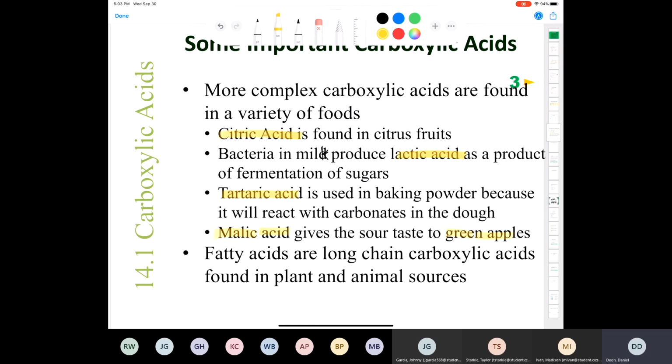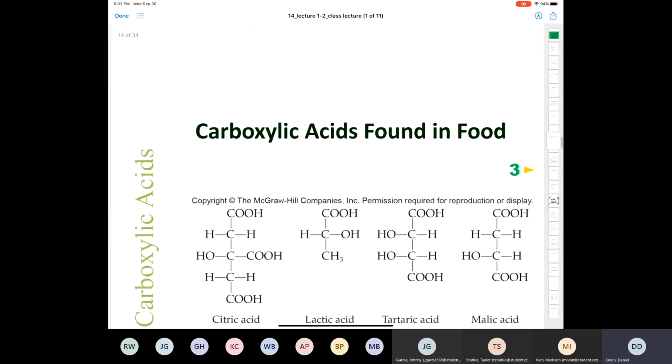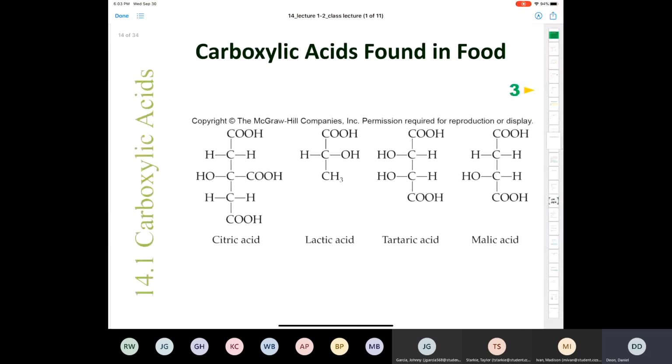And then fatty acids are nothing more than long-chain carboxylic acids that are found in all kinds of plants and animal sources. So, for example, we just talked about beef fat, which is tallow, or any kind of thing like bacon fat or vegetable oil. We're talking about fatty acids there. All right, some important carboxylic acids. Here are the structures of some of those carboxylic acids.